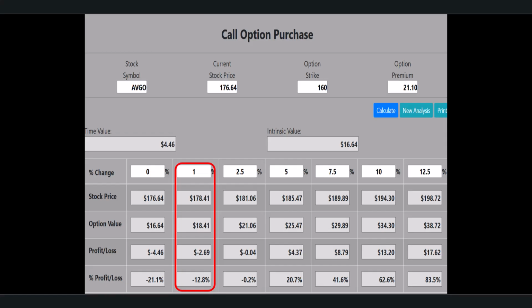Now let's take a look at buying the 160 strike call to see if it qualifies for the 1% rule. Here's the call option calculator picture for the 160 call. According to the 1% rule, we want the call to at least break even if the stock price is up 1%. The calculator picture shows that if the AVGO stock price is up 1%, the 160 call will lose 12.8% of its value. We want that to be break even or better, so the 160 call does not meet our requirements.